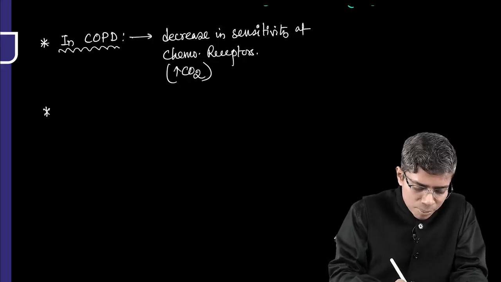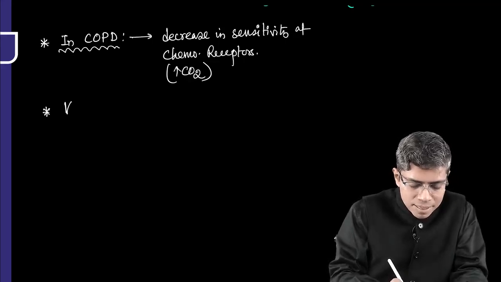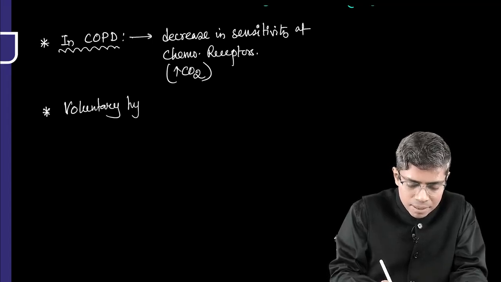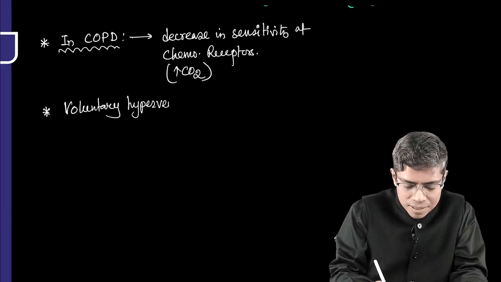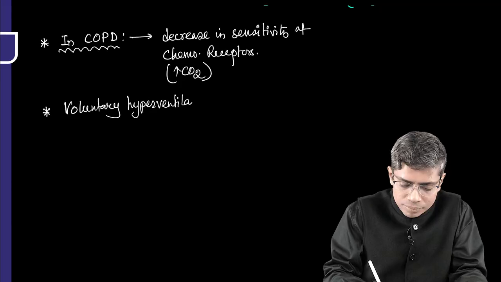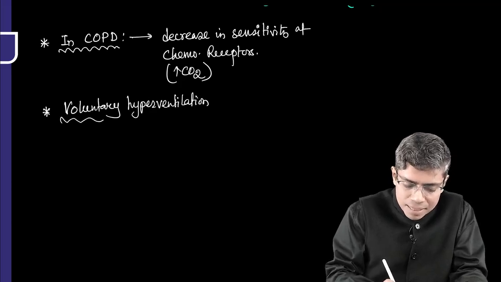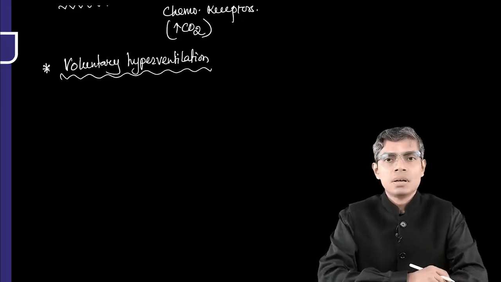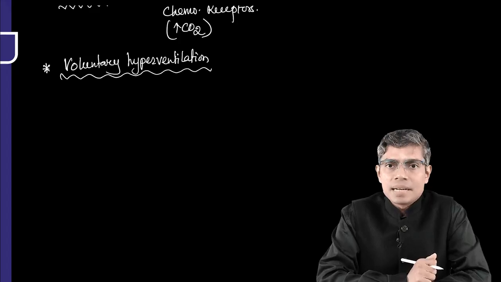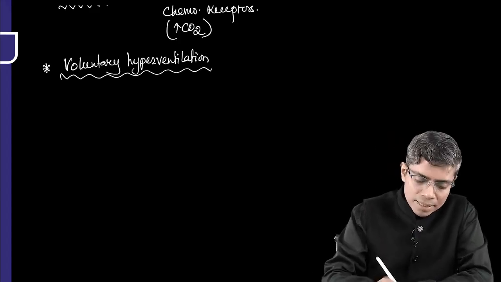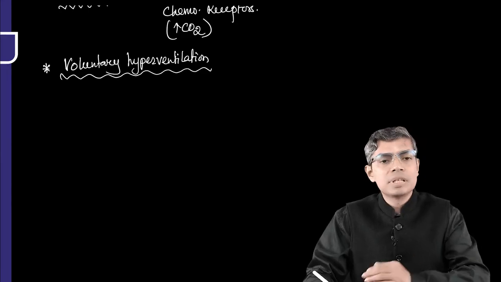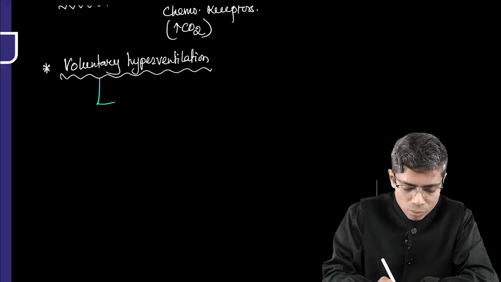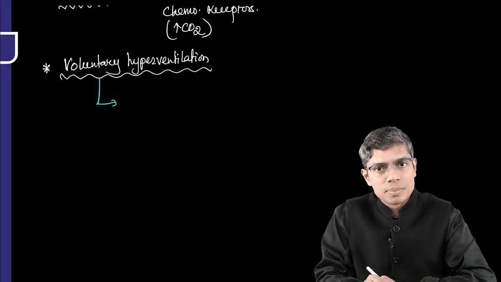Second applied importance: during voluntary hyperventilation, what happens in the body? So if I continue to do voluntary hyperventilation, suppose I am doing it like this for the last 15 seconds, whenever you are doing voluntary hyperventilation, more fresh oxygen is entering your body and you are washing out the carbon dioxide from the body.